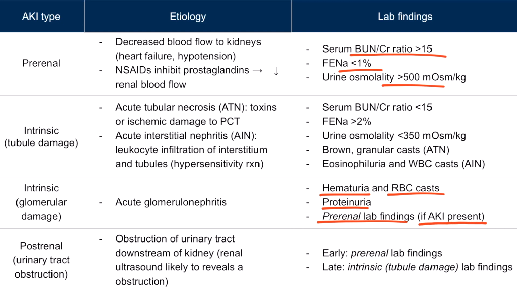Lastly, notice that I've written here if acute kidney injury is present. I really want to emphasize this point. I put this here because I want you to know that glomerular diseases don't always cause acute kidney injury, whereas they basically always cause hematuria and proteinuria.